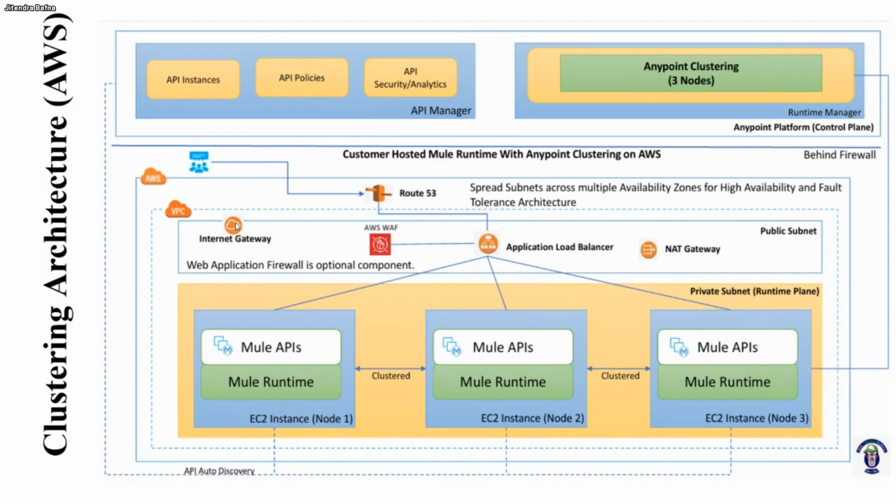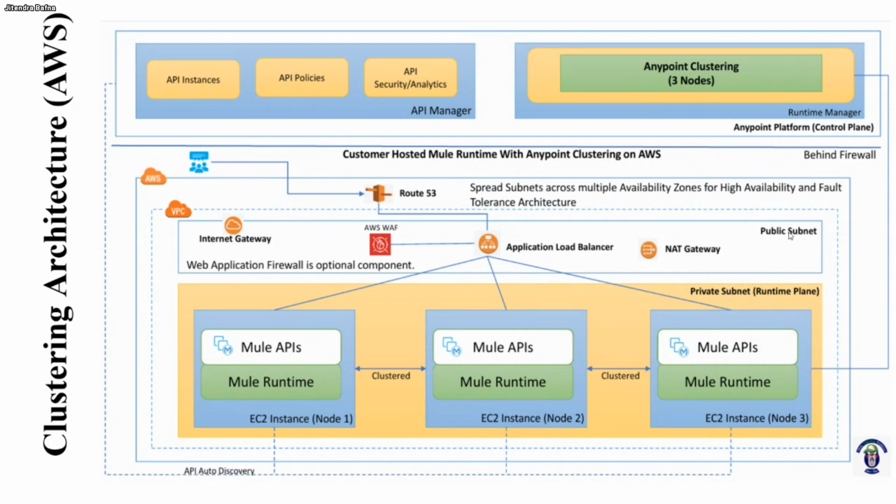From a NAT gateway, nothing can come inside, right? Only external, outbound or egress traffic is allowed. In case of an internet gateway, it allows ingress as well as egress traffic, right? So that is the difference between a NAT gateway and an internet gateway.